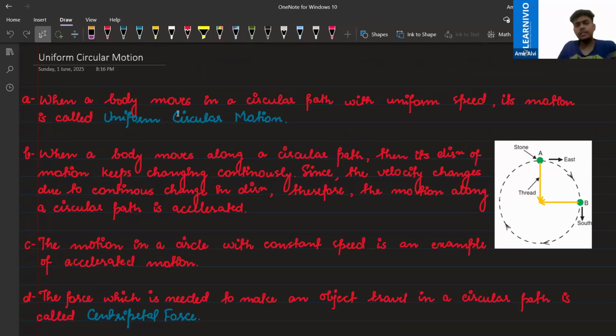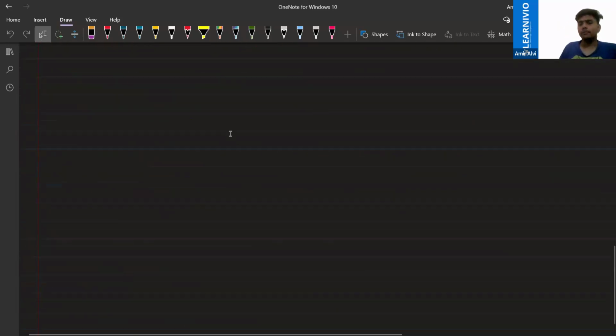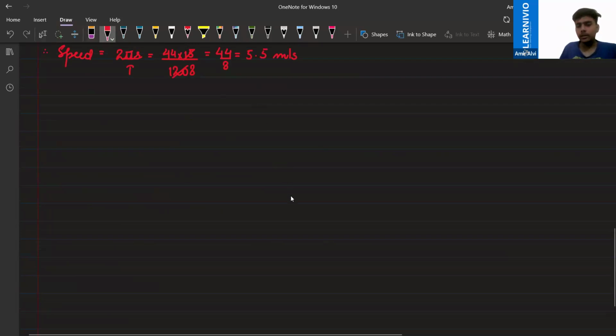Okay, sir. Okay, Harshita, let's take an example. Suppose you must have seen that there is a thread, and you have attached a stone onto that thread. Yes or no? And when you are trying to revolve it, we'll see that the stone will move like this in a circular manner, isn't it? Yes or no?